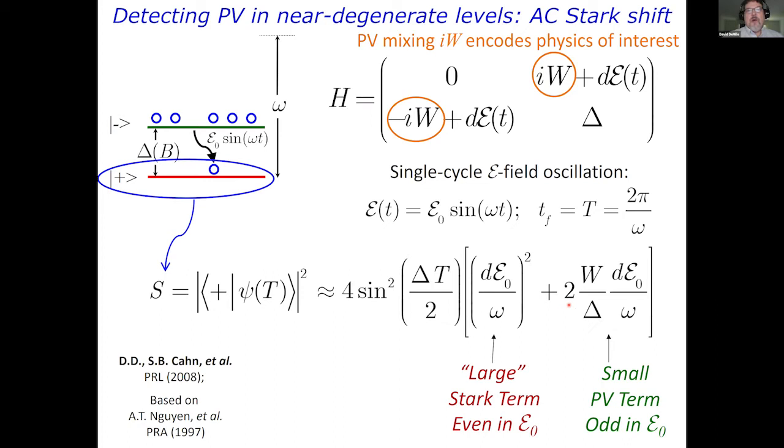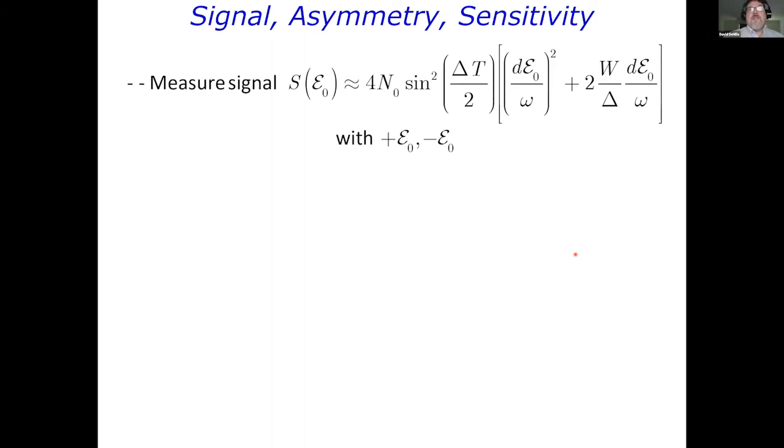There's one term which does not depend on the sign of the electric field that we apply. It's what we call the Stark term. And then there's another term that comes from interference between W and the Stark mixing, which gives us a term which is odd in the electric field and also linear in the electroweak matrix element W.